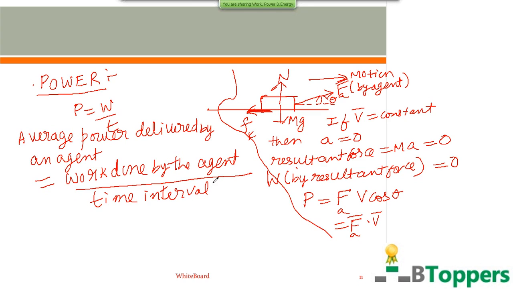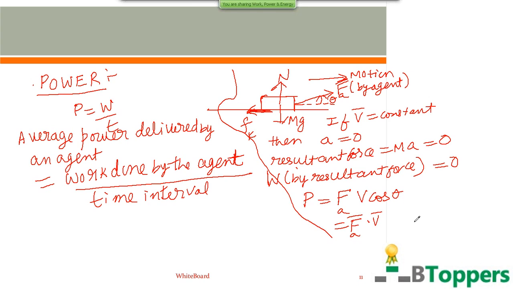So average power delivered by an agent is equal to work done by the agent divided by time interval. So work done by the agent need not be equal to work done by the resultant force on the body. Of course, there are some problems where work done by the resultant force on the body may become equal to work done by the force applied by the agent on the body.